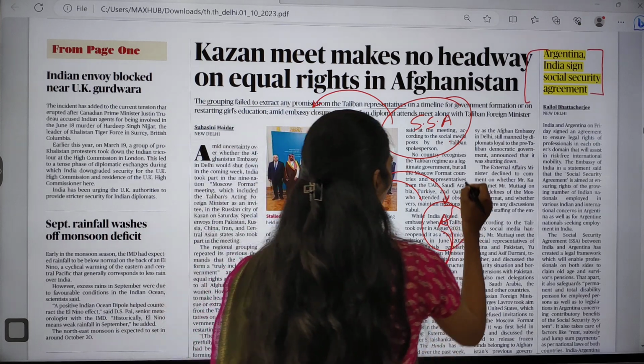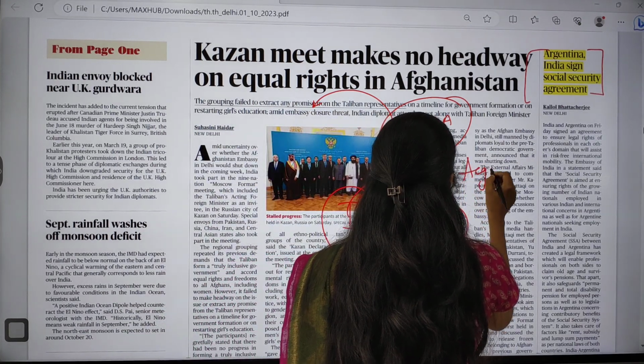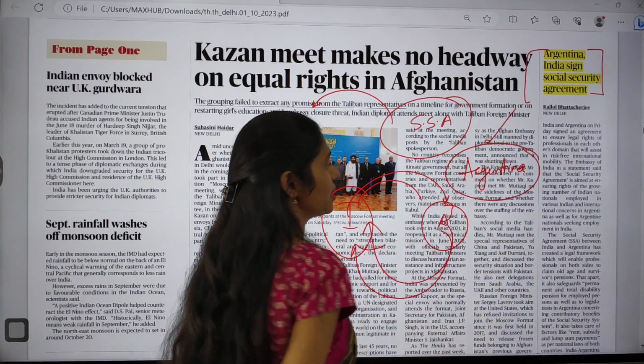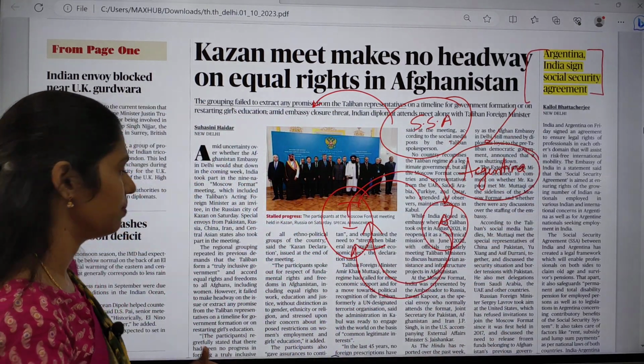Okay, and here you have to know about the map regarding this Argentina, and especially countries which are sharing boundary with this Argentina. Okay, so it is very important.